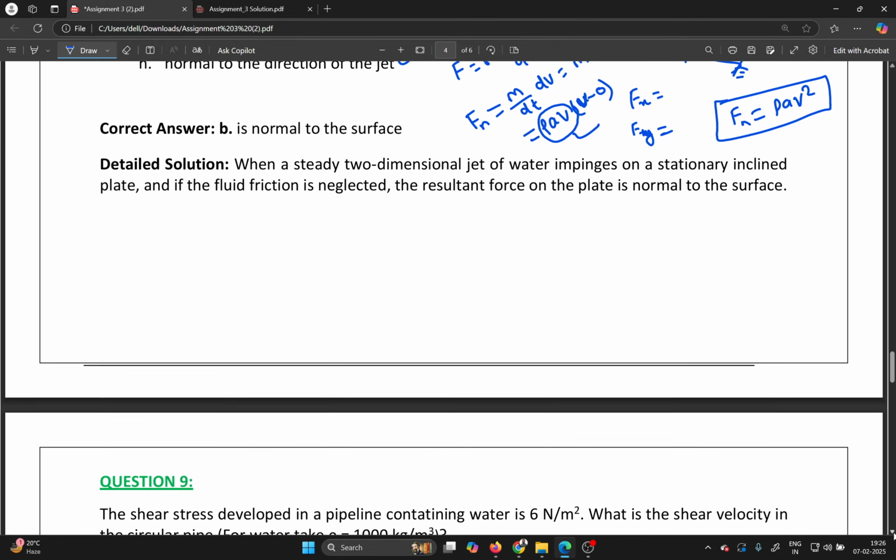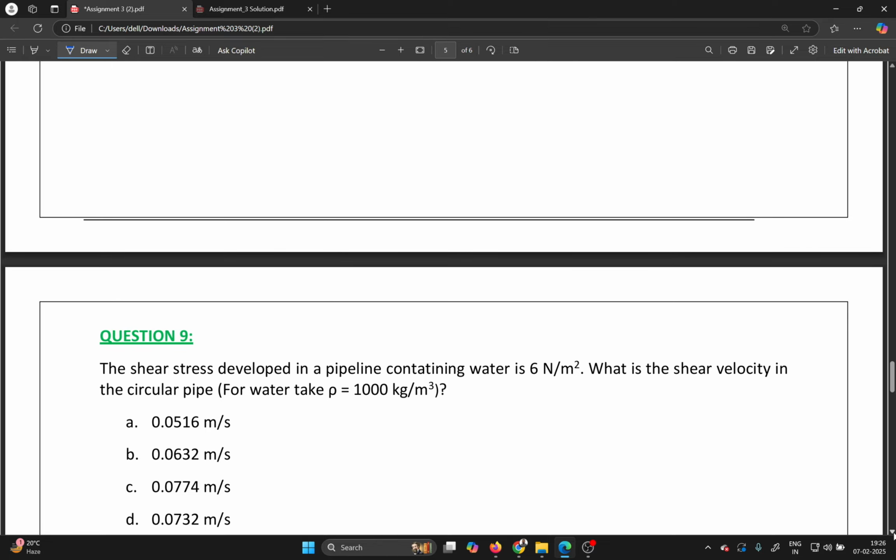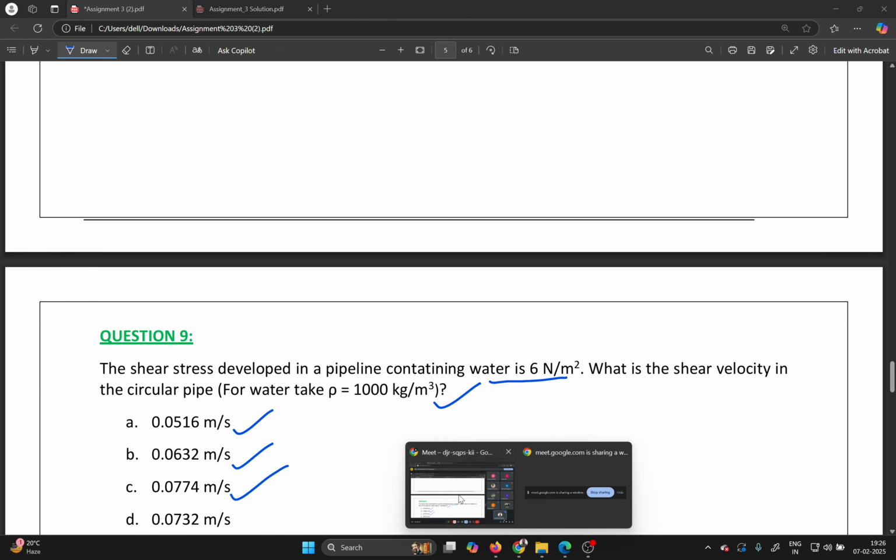But by the way, the next question is: the shear stress developed in a pipeline containing water is 6 Newton per meter square. What is the shear velocity in the circular pipe? The value of rho is given as 1000 kg per meter cube, and the options are: option A 0.0516, option B 0.0632, option C 0.0774, and option D 0.0732 meter per second. So everyone please try to calculate this question.